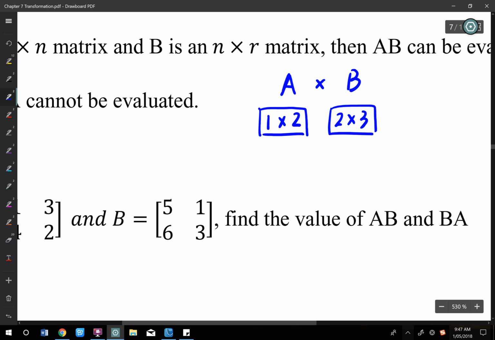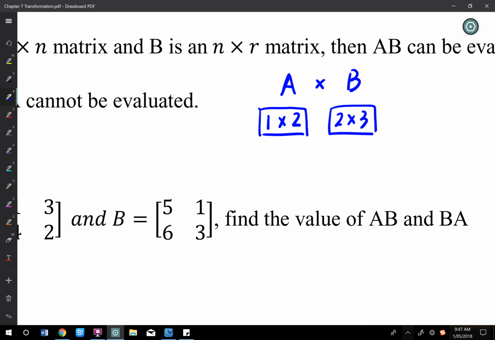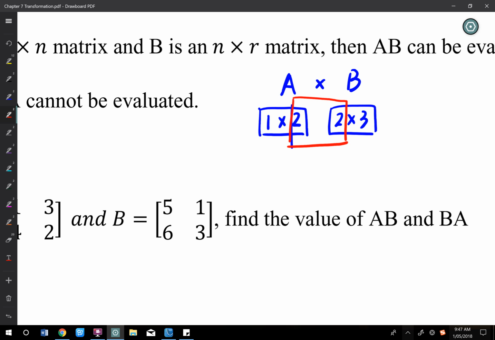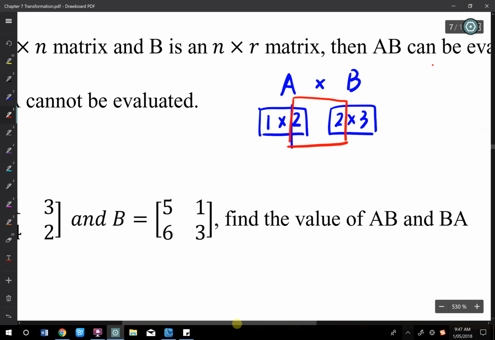So how do we check it? We write that in order: A and B, row column, row column. What we need to check is the middle two numbers: the column of the first one and the number of rows for the second one. If they have the same number, then you can times them together. If they don't have the same number, you can't times them together.